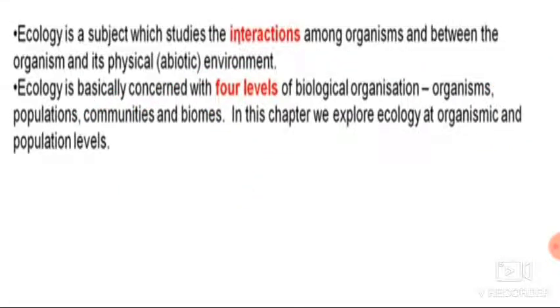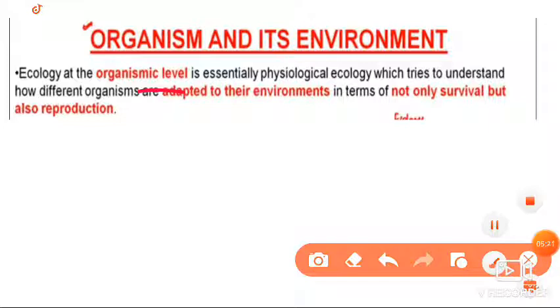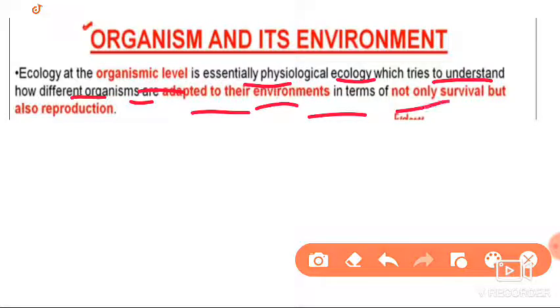Coming to today's concept: organisms and their environment. Ecology at the organism level is essentially physiological ecology, which tries to understand how different organisms are adapted to their environments, in terms of not only survival but also reproduction. Different organisms are well adapted to their surrounding environment.